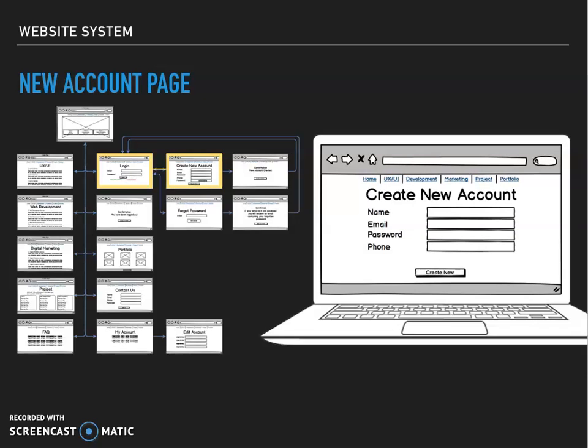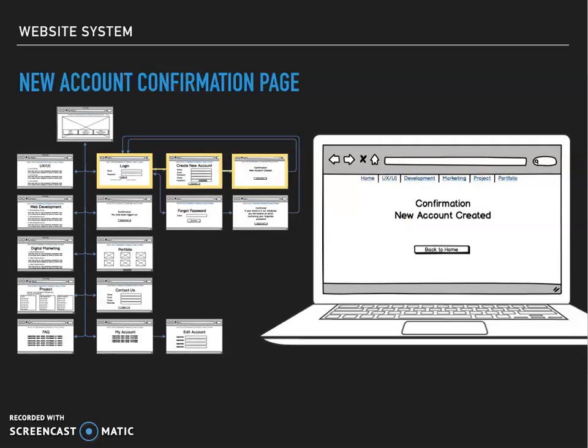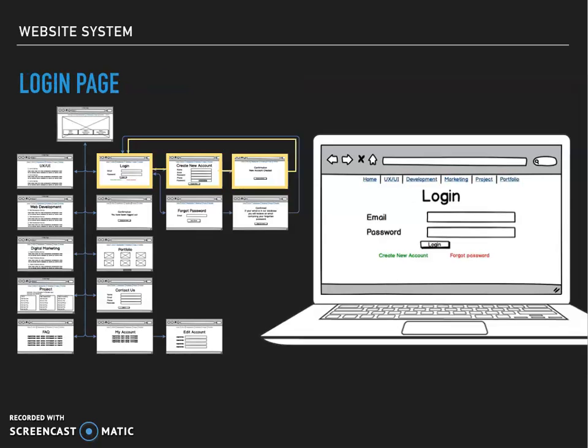If you want to create a new account, it'll take you to the create new account page where you fill in your name, email, password, and phone number. After you submit, you get a confirmation page that your new account was created. The button takes you back to the login page where you can try to log in with your new account.